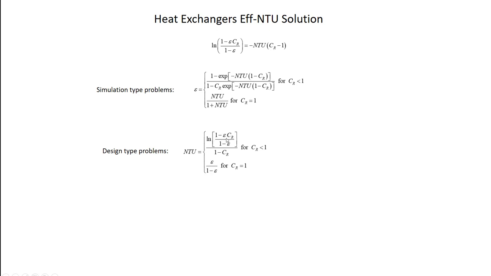So that's a case where it's very natural for you to calculate the effectiveness and the capacitance ratio. And what you want to do then is use these solutions to figure out NTU, from which you can get the UA, right? So you'll be using either one or the other of these two forms of this algebraic solution.